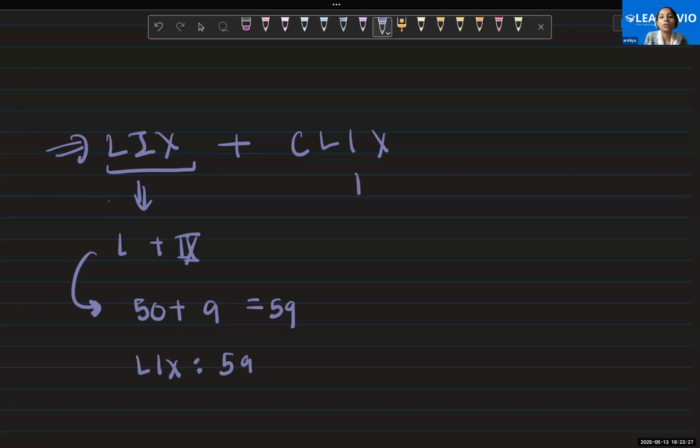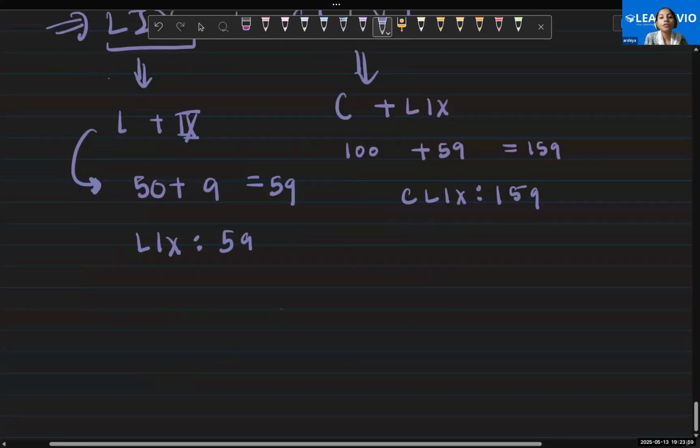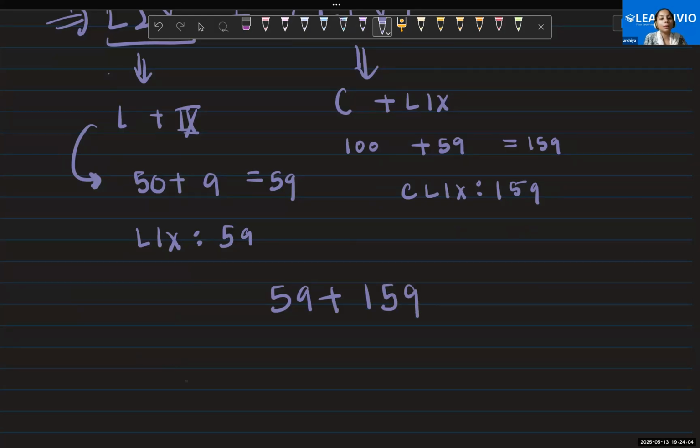Now if you notice, LIX is the same in this one, so this is also 59. So we just have to write C. So C plus LIX. LIX is 59. How much is C? C is 100. So our answer will be 159. So this CLIX is 159. Now we have two numbers, 59 and 159. So now we will add both of them. Let's add 159 and 59.